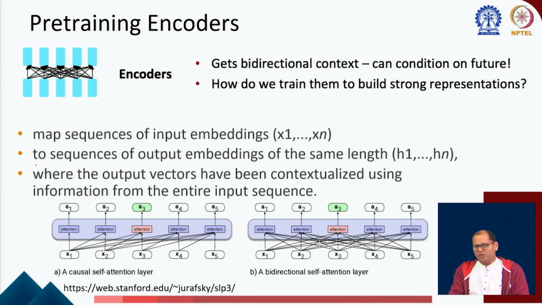So what about the encoders? We are saying we can get bidirectional context. Because you are just doing the encoder, each word can attend to everything else, the default way we saw in the transformer encoder. So you have bidirectional context. But how do we train them?